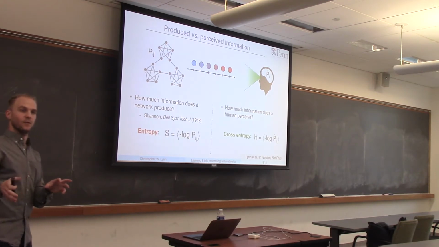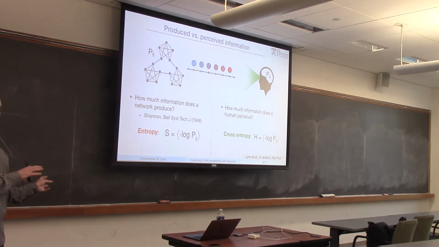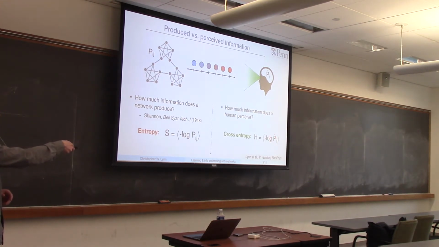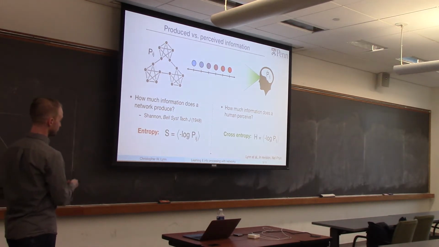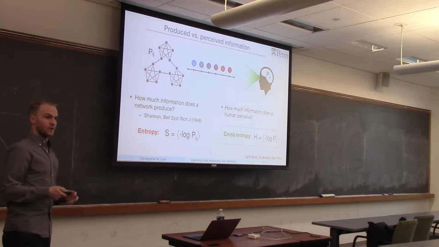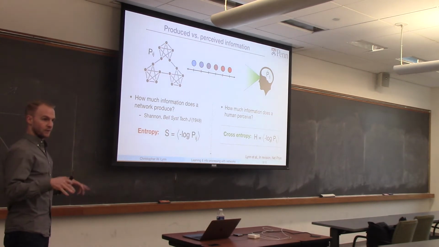So now you can see that we needed to answer the first question before we can even start to answer this question. We need to at least have a model of what P hat is before we can start to quantify this quantity: how much information does a network convey to a human? This is the quantity that we're going to be interested in. We're going to see what happens in different kinds of networks.